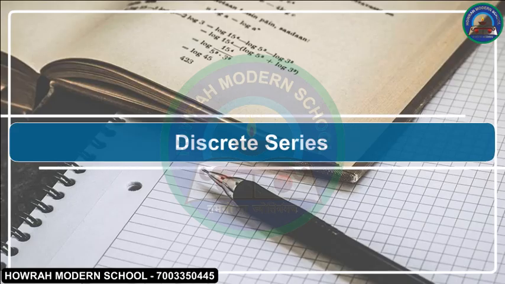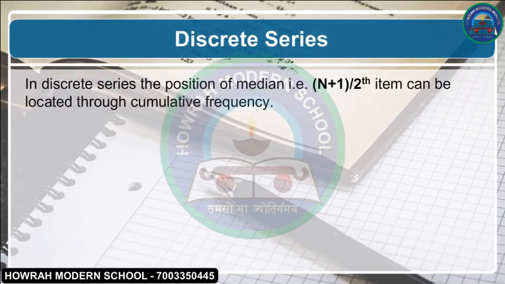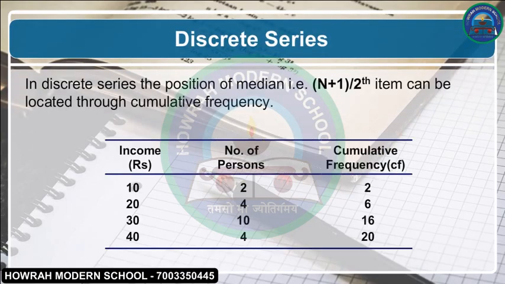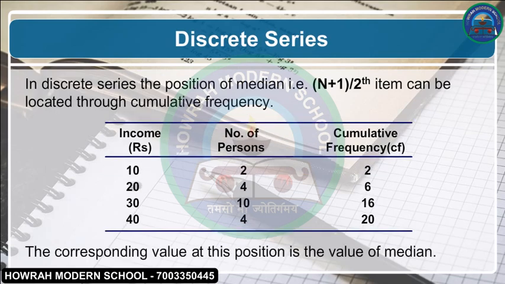Discrete series. In discrete series, the position of median, that is (n plus 1) by 2 th item, can be located through cumulative frequency. The corresponding value at this position is the value of median.